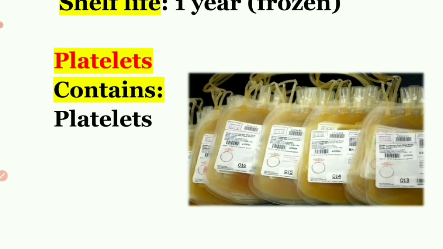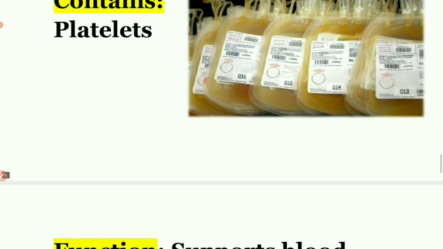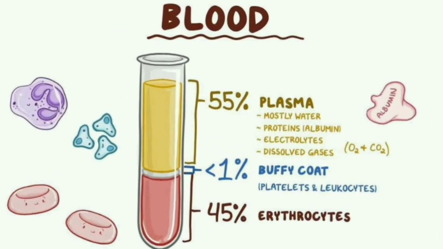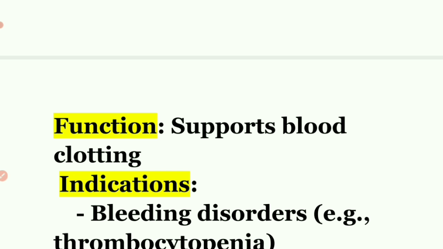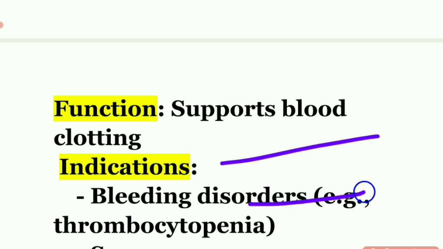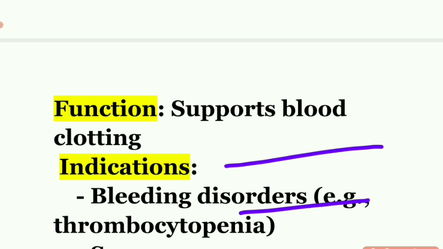Next is platelets. If from whole blood we remove plasma, WBC and RBC, then the remaining product is platelets. What is the function of platelets? It supports blood clotting. The function of platelets is to clot the blood, so they stop the bleeding. Platelets accumulate where there is trauma or a blood vessel rupture, and there they stop the bleeding.